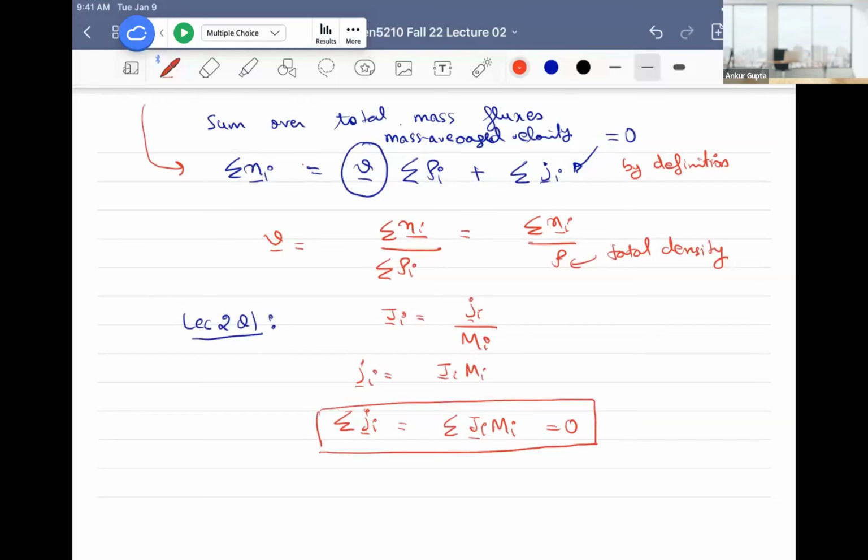Now, for the summation of small gi to be 0, I should be able to take this molar mass Mi out of the summation. So if all the species have the same molar mass, then that Mi factor will be constant. It doesn't change from one species to another, and then you can get it out. And that's when you can have the summation of capital Gi be 0, but it is not a statement which is true always. It is not implying that if the summation of small gi is 0, then the summation of capital Gi is 0. Instead, it is the summation of capital Gi Mi that is always going to be 0.